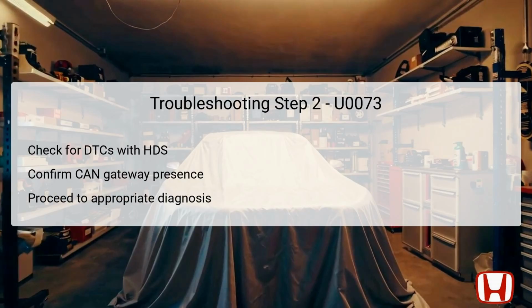If there is no CAN gateway present and the DTC is still indicated, you'll need to move on to the second phase of troubleshooting, which investigates the FCAN circuit. This step ensures that you are following the right diagnostic path, preventing unnecessary work, and ensuring an efficient repair process.